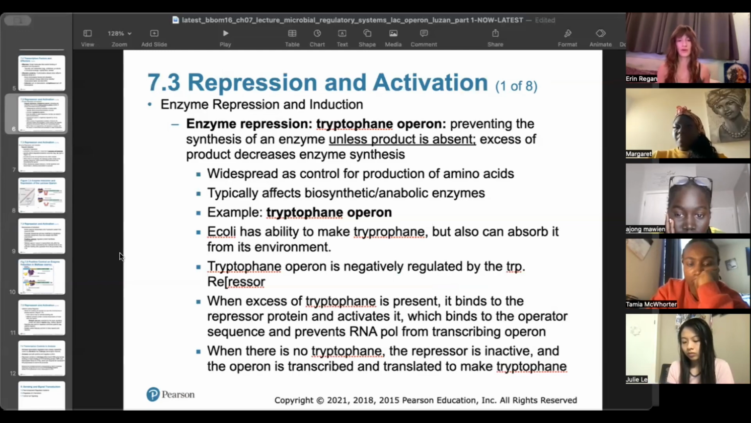The tryptophan operon is negatively regulated by the TRP repressor. When excess tryptophan is present, it binds to the repressor protein and activates it, which then binds to the operator sequence and prevents RNA polymerase from transcribing the operon. And then when there's no tryptophan, the repressor is inactive and the operon is transcribed and translated to make tryptophan.